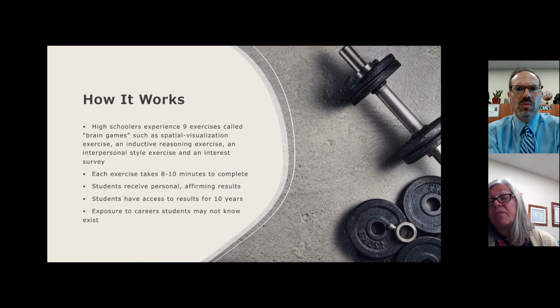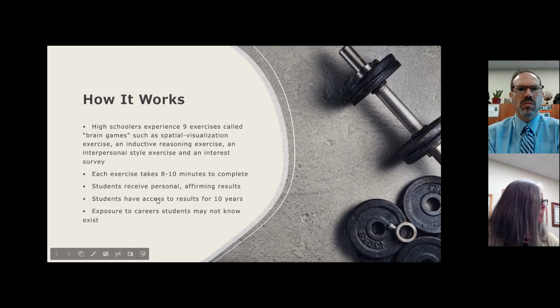Students receive affirming, positive results within 24 hours. Their results are ready once they've finished all of their exercises. And they have access to the results for 10 years, way beyond high school, which is very good for our students' futures. And then it provides exposure not only to careers students may have never known about, but to colleges and universities they may never have known about as well. So it is a great one-stop shop.